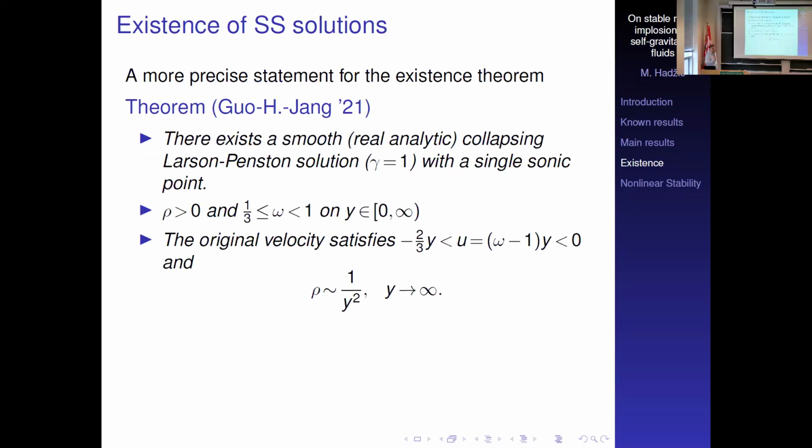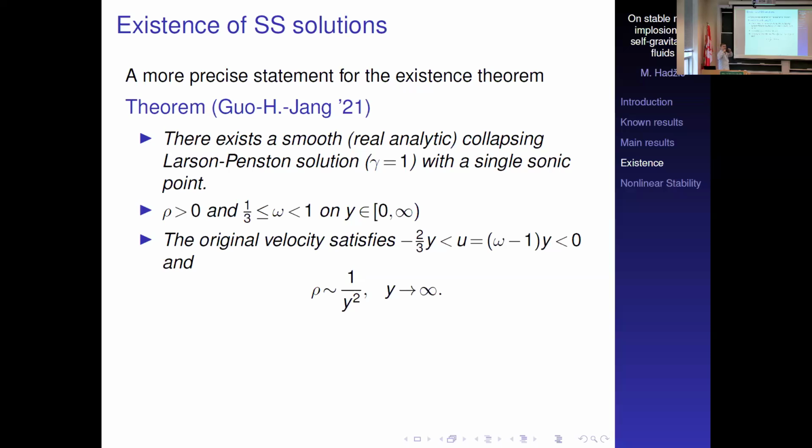And here is a slightly more precise version of the main theorem on existence when gamma is 1. So indeed, there exists a smooth solution to that ODE system. It's not just smooth, it's real analytic. And it has a single sonic point. So there's a single value of y star where the denominator vanishes. The density is positive, and the velocity omega is indeed squished between 1/3, which is the boundary value at 0, and 1, the boundary value at infinity.